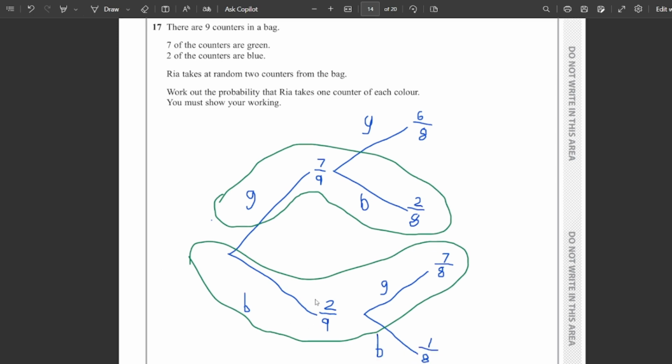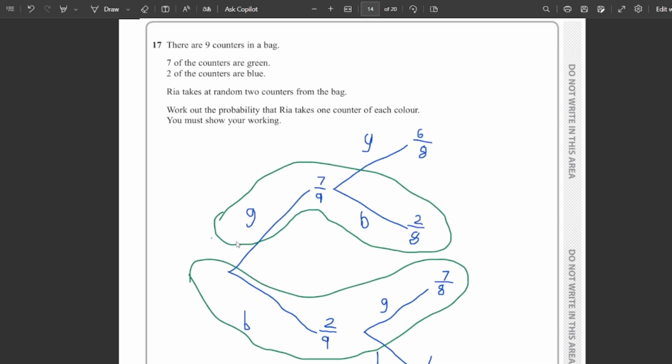Then for the blue pathway, it's 2 over 9 to begin with. Then for the second pull, it's 7 over 8 for green and 1 over 8 for blue. Just because once you take a counter out, you minus it from the total and you minus it from the amount of that colour remaining, because it's without replacement. And what the question's asking is the probability that it takes 1 counter of each colour.